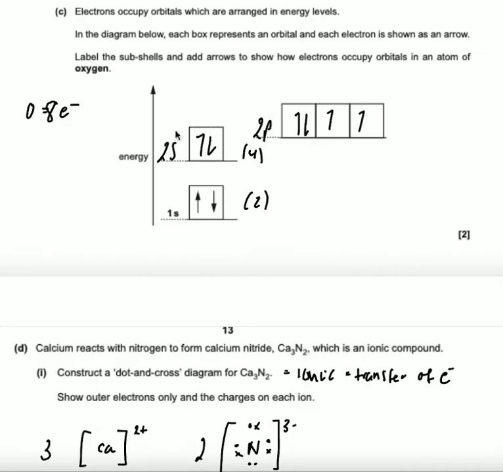So after the 2s orbital, we have the 2p orbital, and electrons occupy orbitals singly before pairing up. So we have 4, and that gives us 5, 6, 7. Now it starts pairing up, so we have 8, and that gives us our 8 electrons.